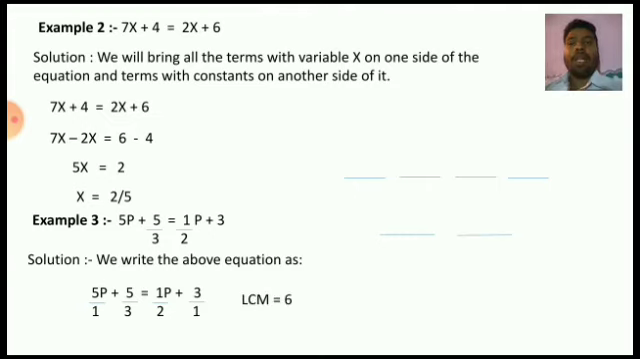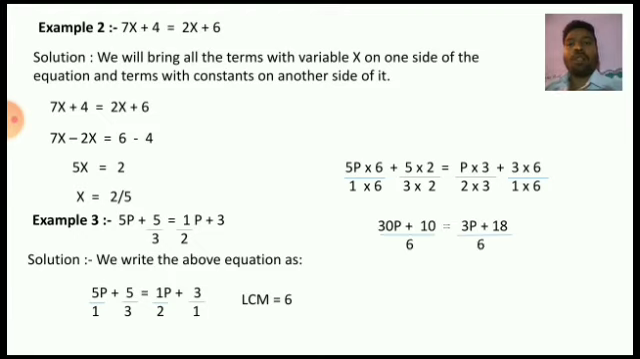So now we get the LCM 6, so that we get the step 5p into 6 divided by 1 into 6 plus 5 into 2 divided by 3 into 2 is equal to p into 3 divided by 2 into 3 plus 3 into 6 divided by 1 into 6. So in this step we only make the denominators equal. So now we solve this step.